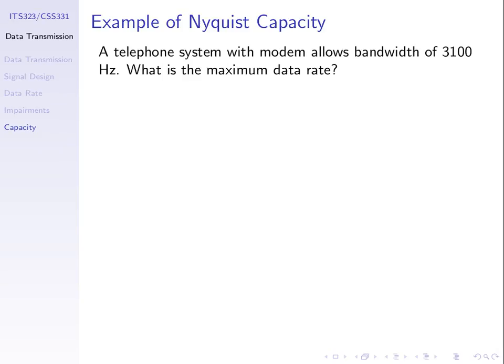But now we want to connect our computer and send bits, not just voice. So we have a bandwidth of 3,100 hertz. What's the maximum data rate we can achieve with our dial-up modem? Well, let's assume our basic signal scheme of high for bit 1, low for bit 0. Find the data rate. And the hint: use the Nyquist capacity equation.